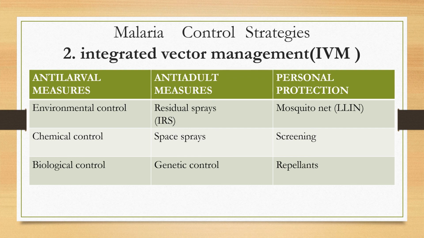Then we can also go for screening of the buildings, screening of the windows and doors. But once again, screening is not effective in rural areas where the houses are open from all sides and large open areas are available. So it may not be possible to screen such large areas. But in urban areas where windows are relatively small, screening is possible. We can also use repellents like mosquitocidal oils or odomus, and such repellents are available for personal protection.